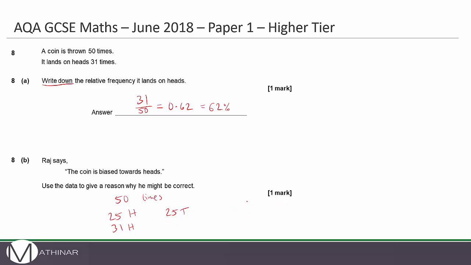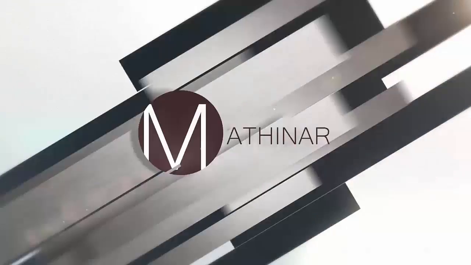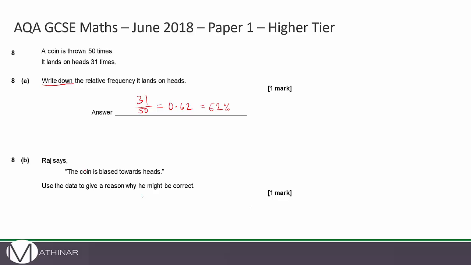So my reason here would be, question 8b. Raj says the coin is biased towards heads. Use the data to give a reason why he might be correct. Well, since this coin has landed on heads 62% of the time, there is a chance of bias, because if it was a fair coin, we'd expect to get heads roughly 50% of the time.